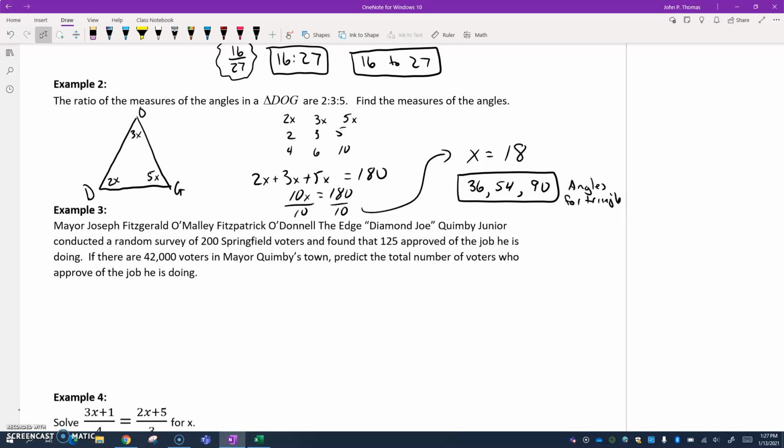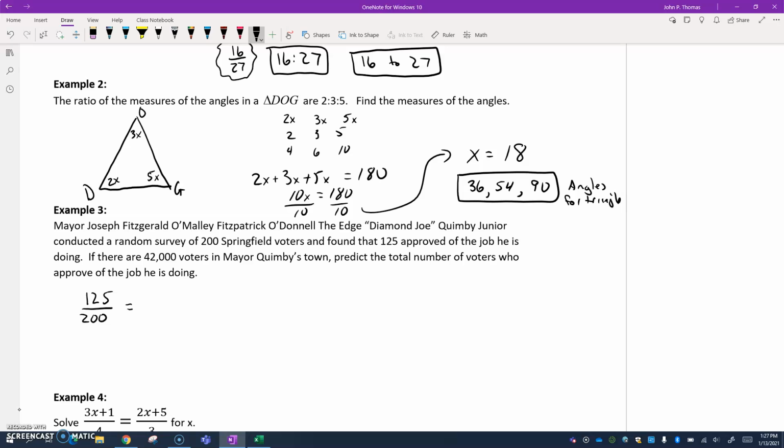he is doing. All right, so first thing, we're going to take a look at the survey. So the survey was of 200 people and 125 approved. So we can say that the ratio is 125 out of 200. And that's approved compared to total. All right, so approved compared to total.